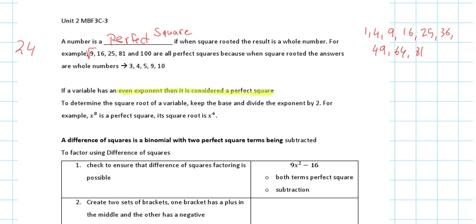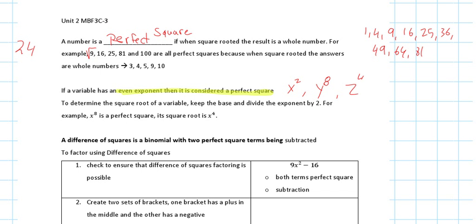Okay? So an example would be x to the power of 2. That's a perfect square. Or y to the power of 8. Or z to the power of 4. Anything with an even exponent is considered a perfect square. Are we okay with that?